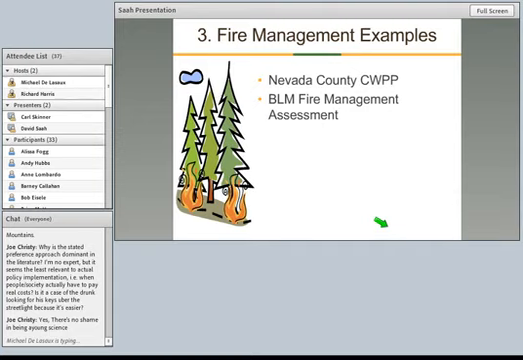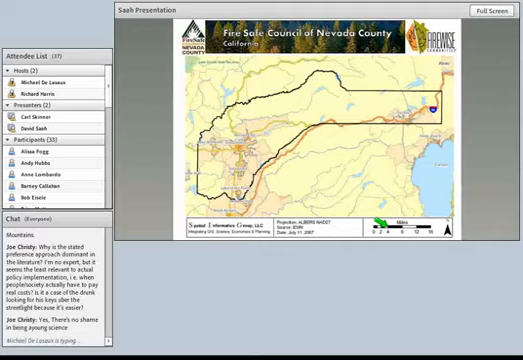This is all great stuff, Dave. That's nice. I'm never going to do any of it. How can I actually use any of this stuff? How is it important to me? So there are 2 examples: the Nevada County CWPP and the BLM fire management assessment that we talked about previously.